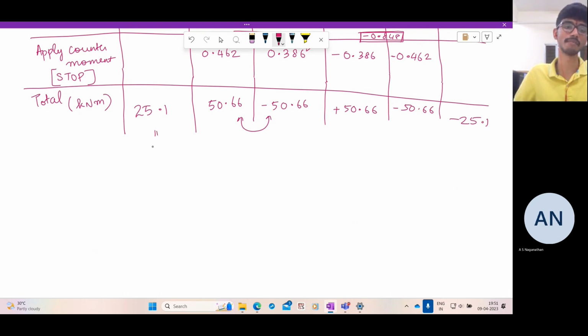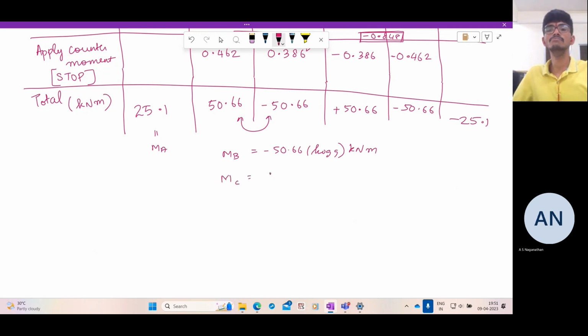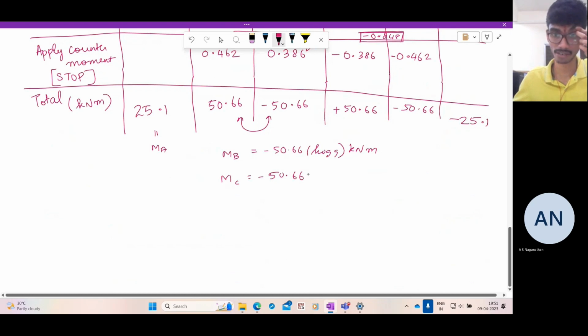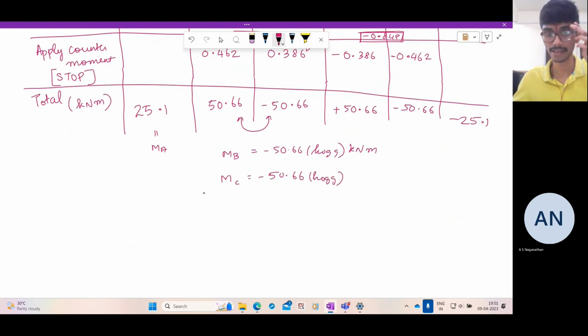So MA, this is MA. MB, you take the positive sign convention, it is minus 50.66 again. MC is 50.66. The minus 50.66 again. And MD is 25.1, which is sagging.